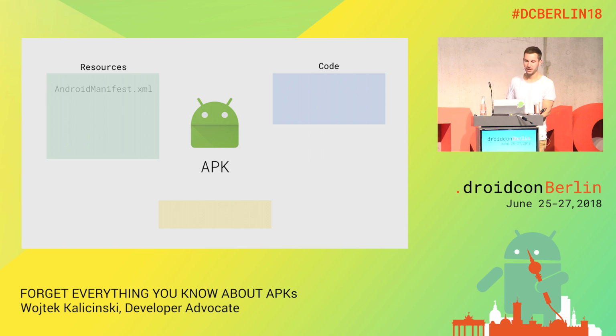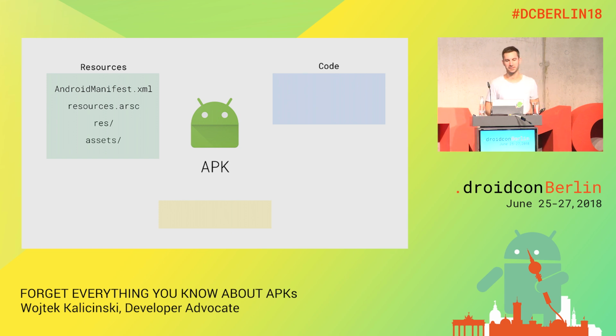It's a zip file. It contains all the resources that we have in our app. Some examples of that are XML resources such as the Android manifest and the contents of the res folder. We have the resources.arsc, which is a binary file that holds the resource table with strings and some other things inside. It tends to get pretty big, by the way. And then there's assets, where you can put any file.